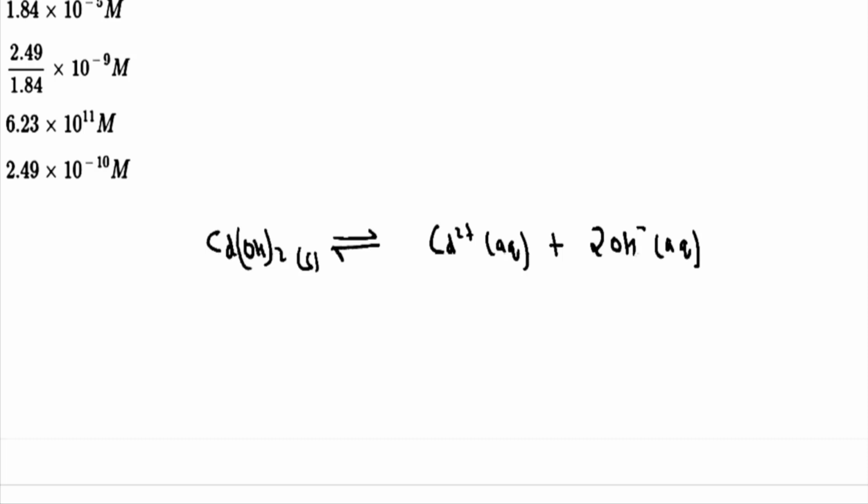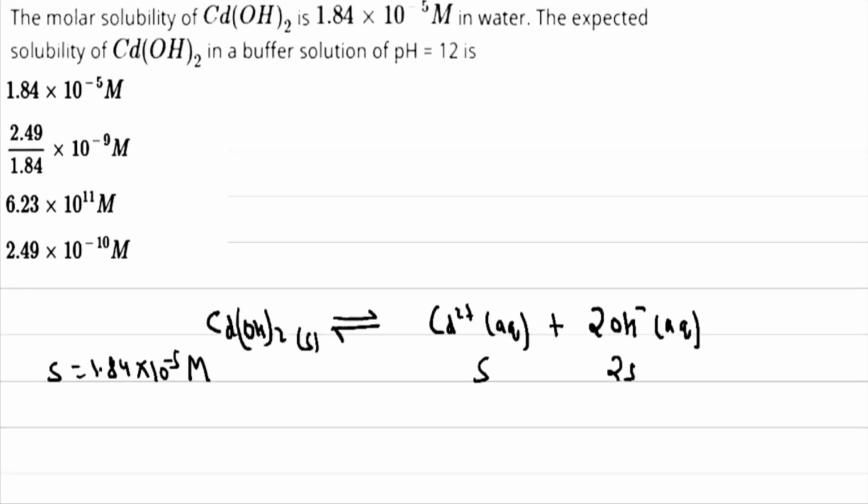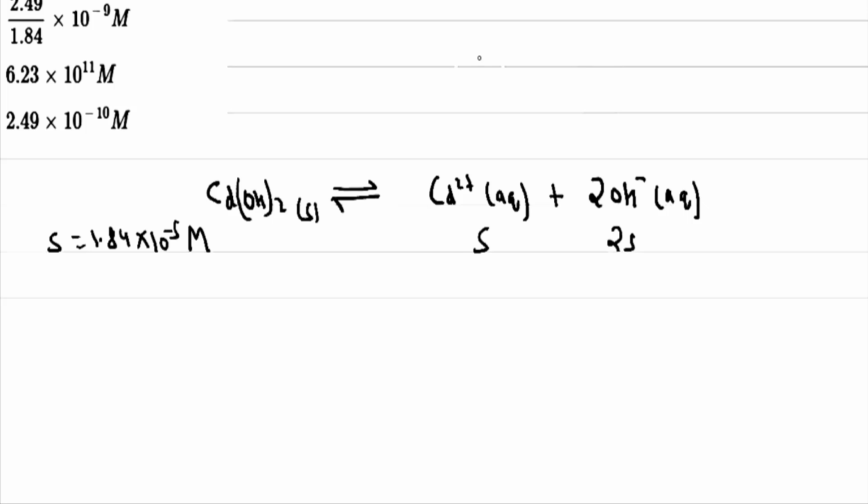I have also balanced the equation: there are 2 OH on each side and 1 Cd on each side. Now in this question, the solubility of Cd2+ will be S and OH- will be 2S, and S is equal to 1.84 × 10^-5 molar. Now we can find the value of Ksp. Ksp is equal to S multiplied by (2S) squared, because the stoichiometric coefficient is 2 here. After we solve it, this will become 4S cubed.